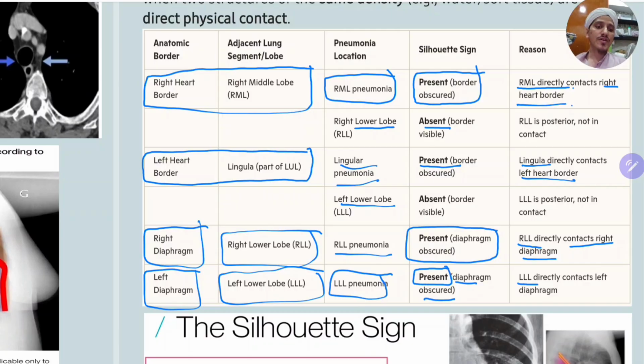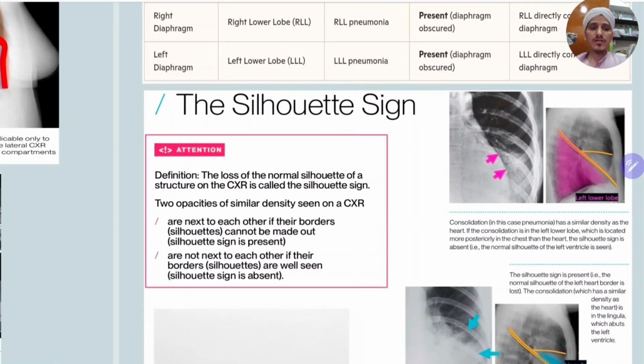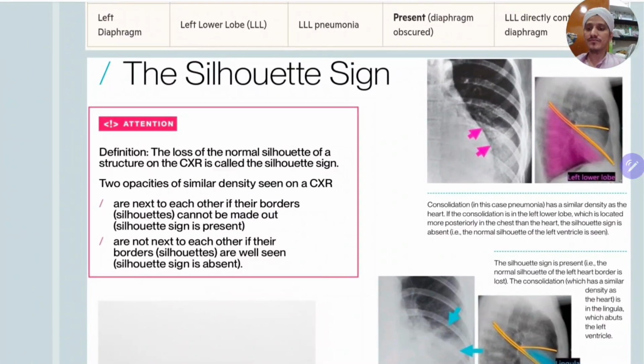Why? Because the left lower border is in direct contact with the left diaphragm. So that's how we make some localization by this silhouette sign. Okay, so we will see, for example.